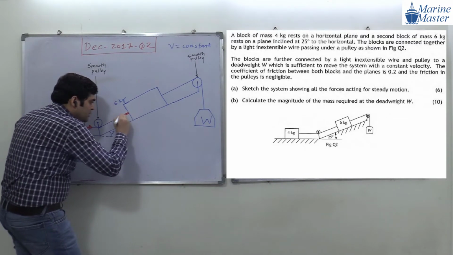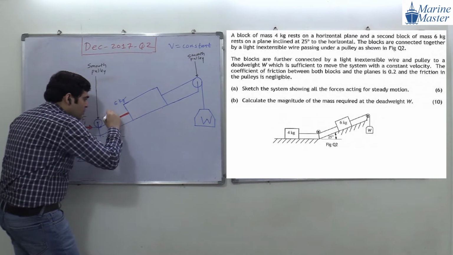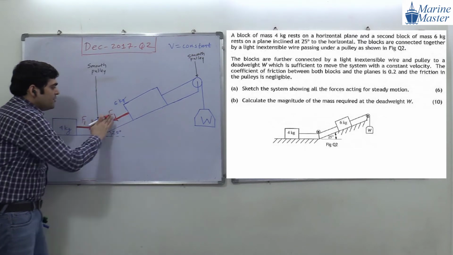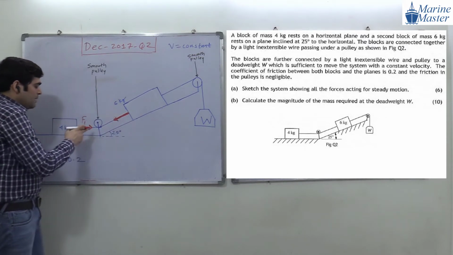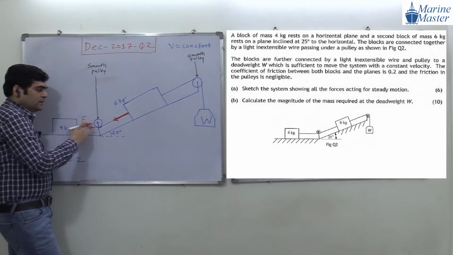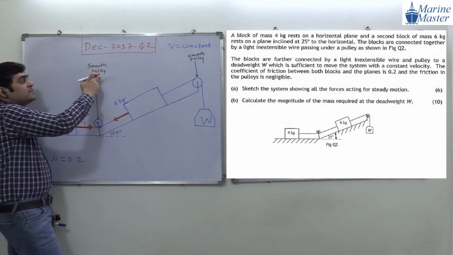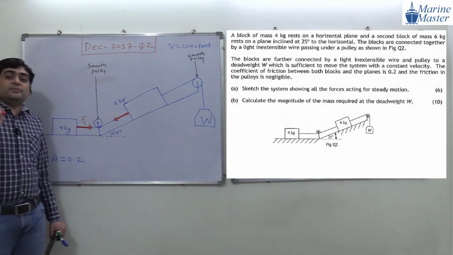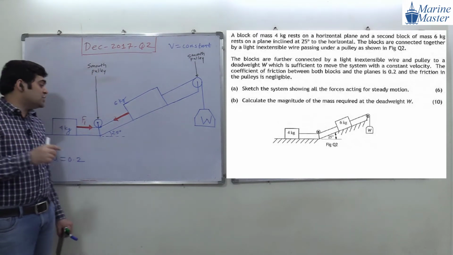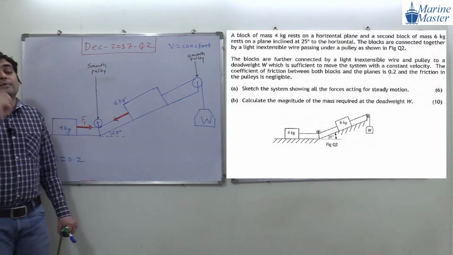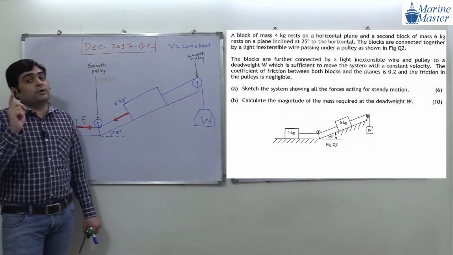Here there will also be tension, and this tension will also be F1. And why is the tension the same on both sides? Tension on this side of the pulley and tension on this side of the pulley is the same, because our pulley is a smooth pulley. Whenever the pulley is smooth, it means tension on both sides is the same. Always keep this point in your mind.